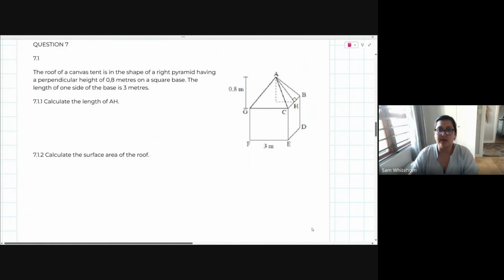All right, question 7. We have got the roof of the canvas tent, which is in the shape of a right pyramid having a perpendicular height of 0.8 meters on a square base. The length of one side of the base is 3 meters. So we've got that there. And there's a bunch of things we want to calculate, but I would like to give us the formulas.